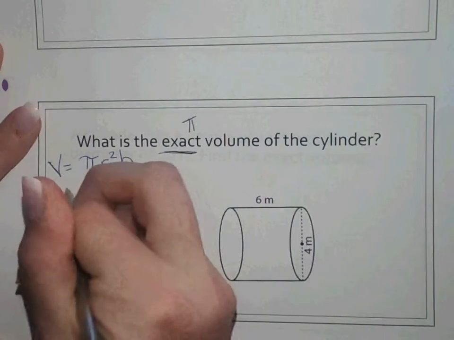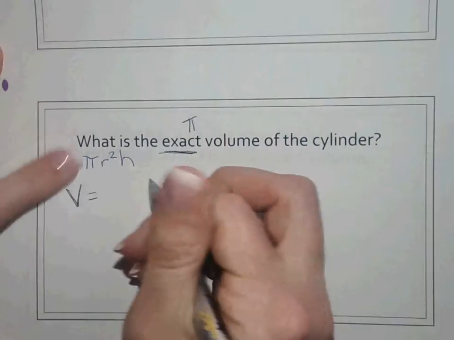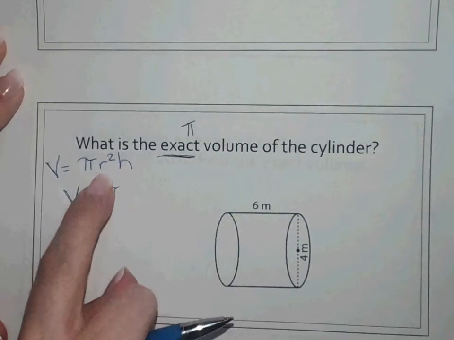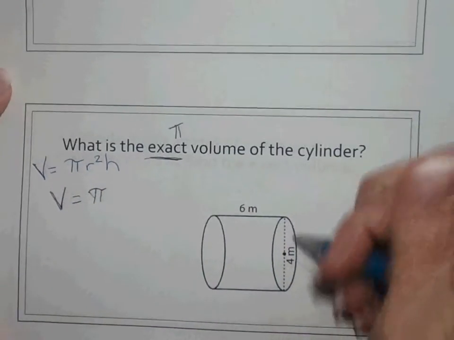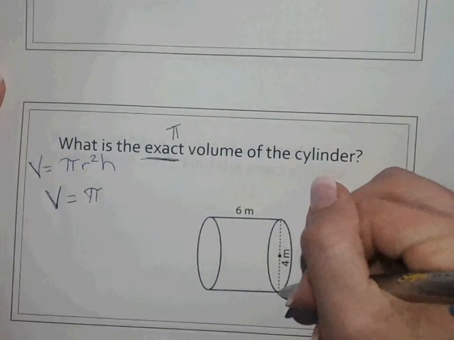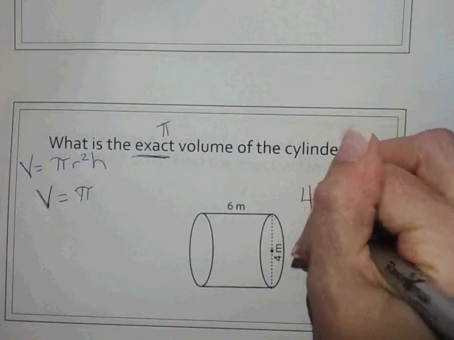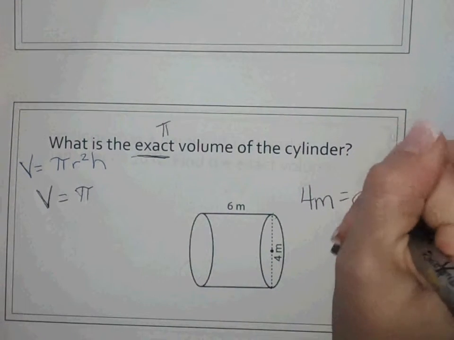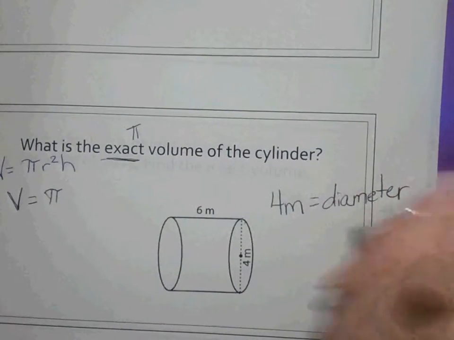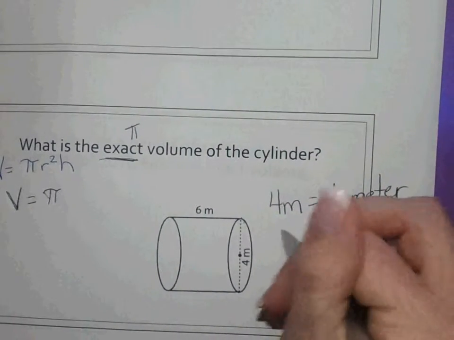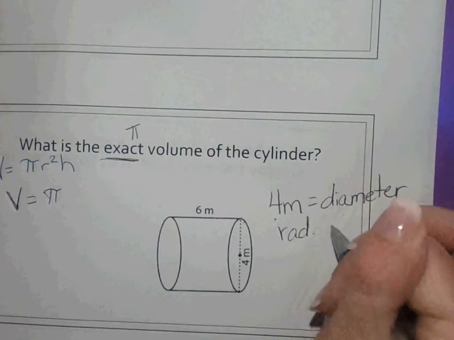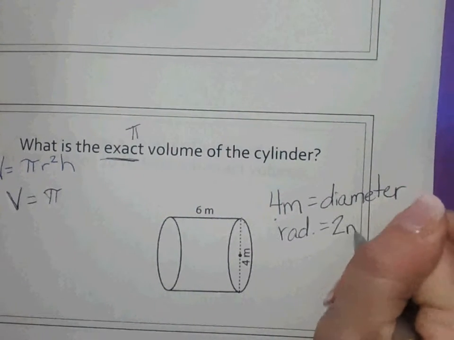We know that V is the volume, it stays as V. We leave pi because we want the exact. R is the radius. Here we're given all the way across, which is the diameter. Okay, so if we want the radius, it's going to be half of that. So the radius is going to be 2 meters.